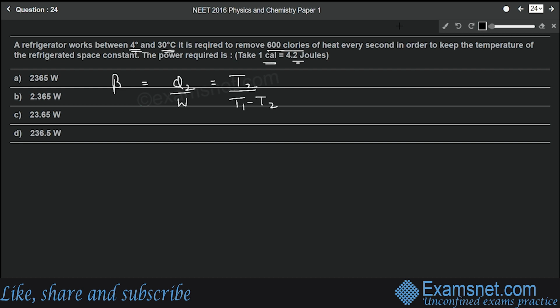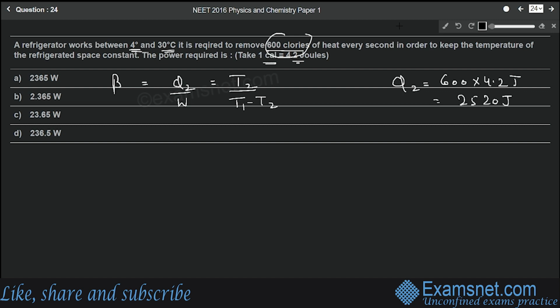So what is Q2 here? Q2 is the heat extracted or removed from the cold reservoir, that is the refrigerator. How much heat is removed? 600 calories according to this question. So Q2 is equal to 600 calories. In joules it will be 600 into 4.2 joules, so that is equal to 2520 joules.